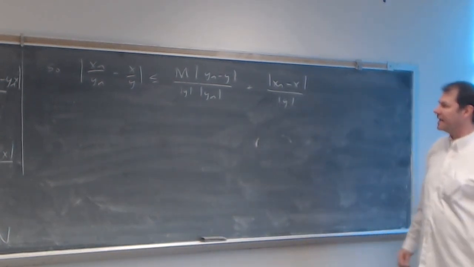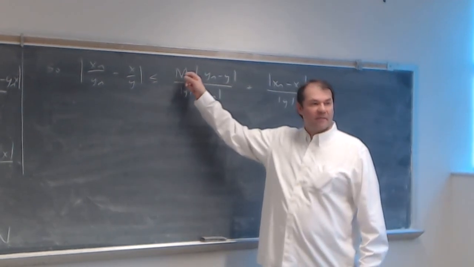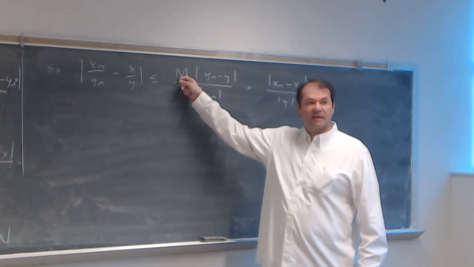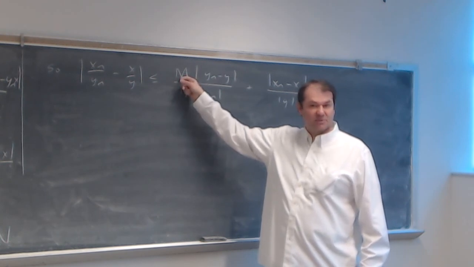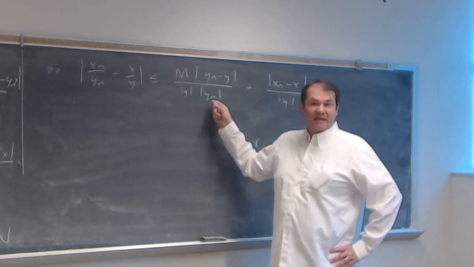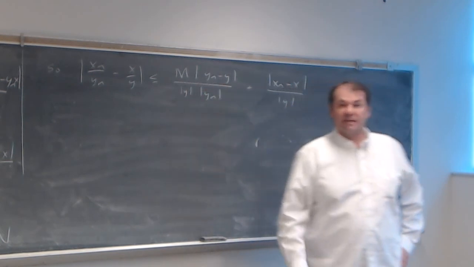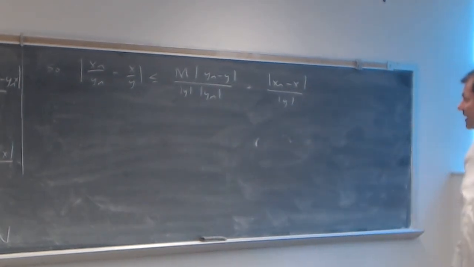Now, I've handled one of the problem spots that we had, and this was already done. I replaced the absolute value of x sub n by something that was bigger, that's fixed and doesn't change based on n. But I still have something in here that might get really big, 1 over the absolute value of y sub n, that could cause this part not to be less than epsilon over 2. So I need to handle it.